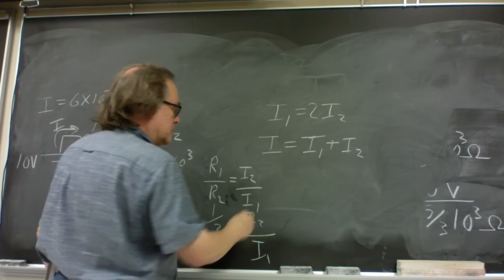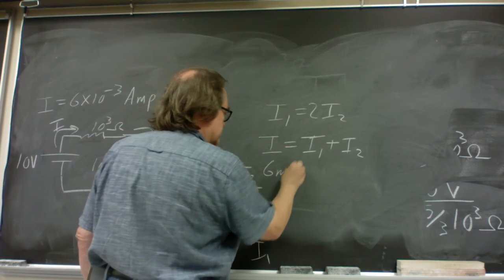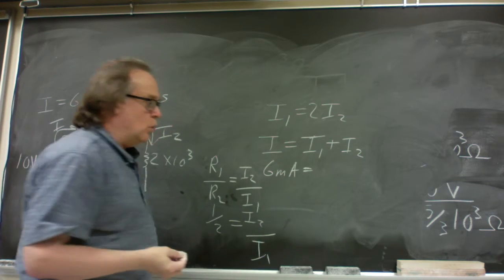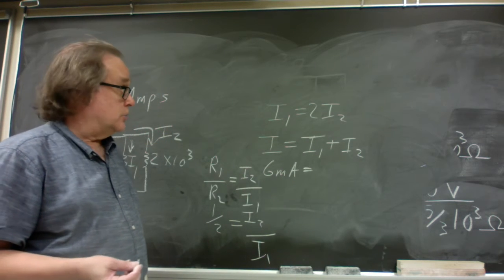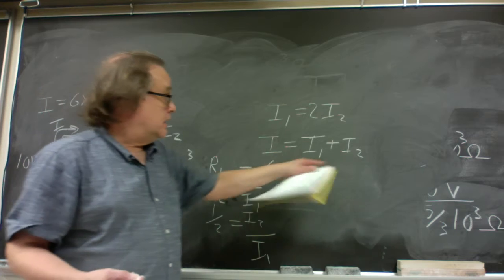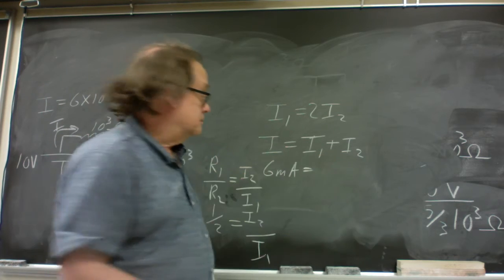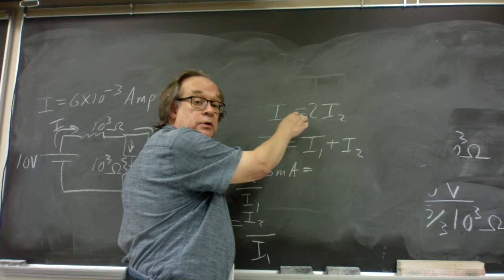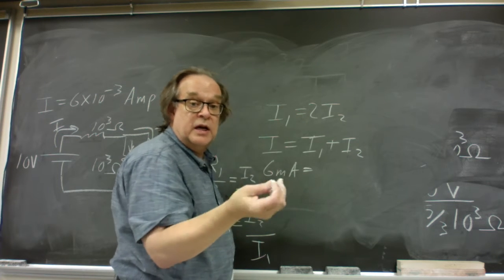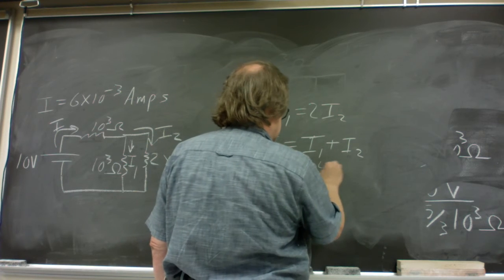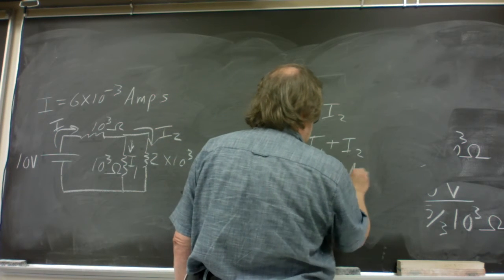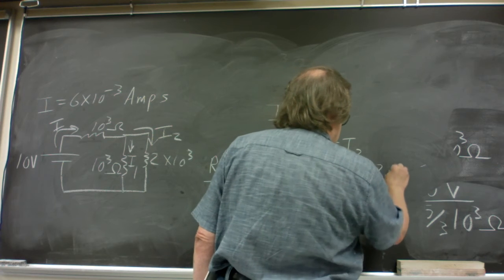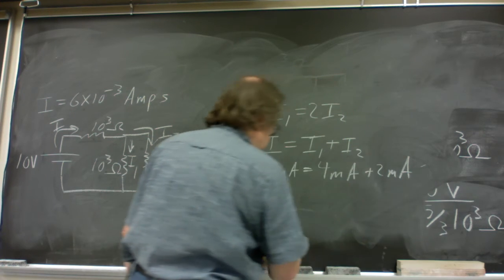Currents are like that, and this is 6 milliamps. So I1, the one that's twice as large as I2, has to be 4, and that has to be 2 milliamps. Because we figured out here that current 1 had to be twice as large as current 2, because it had only half as much resistance. 4 milliamps, and then 2 milliamps.